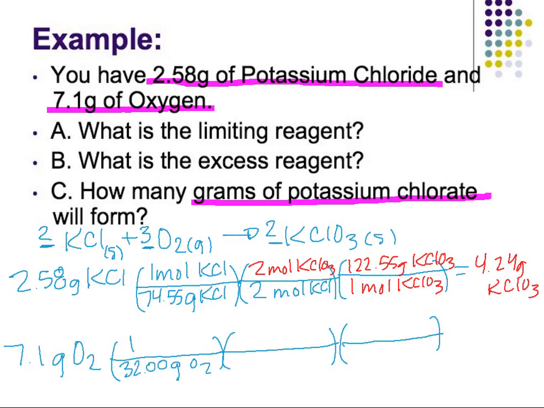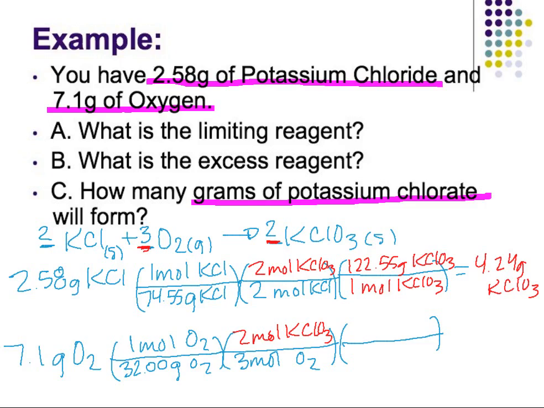So, step 1, 32 grams of oxygen in 1 mole. Where did I get that from? The periodic table. And the periodic table always gives me only 1 mole. Second step, 3 moles of oxygen go to 2 moles of potassium chlorate. I get those numbers, again, from my balanced chemical equation. 2 on the potassium chlorate, 3 on the oxygen.